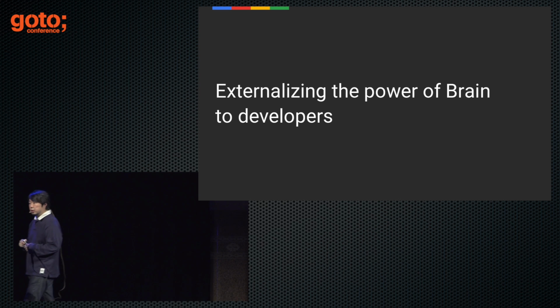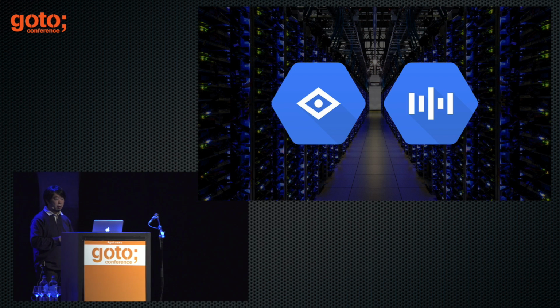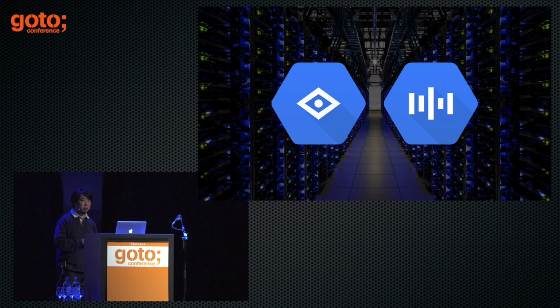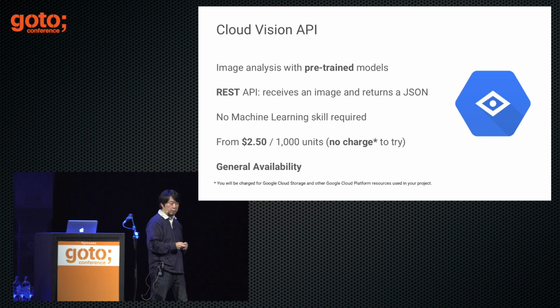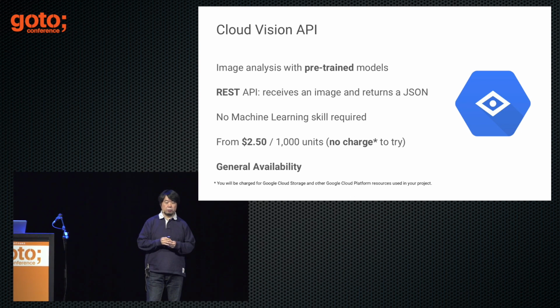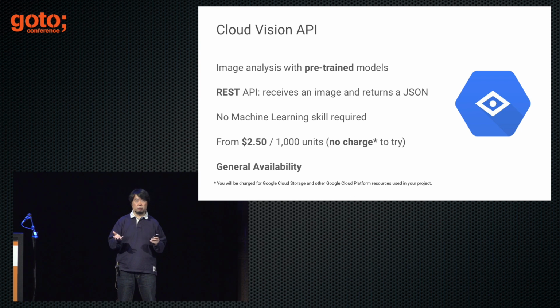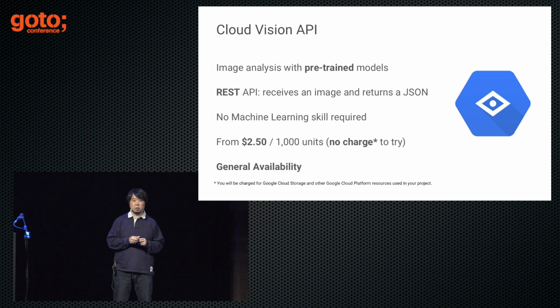Now we have started externalizing the power of the Google Brain to external developers. The first product is called Cloud Vision API, and the second product is called Cloud Speech API. Cloud Vision API is an image analysis API that provides a pre-trained model, so you don't have to train your own neural network. And you also don't have to have any machine learning skill set. It's just a REST API.